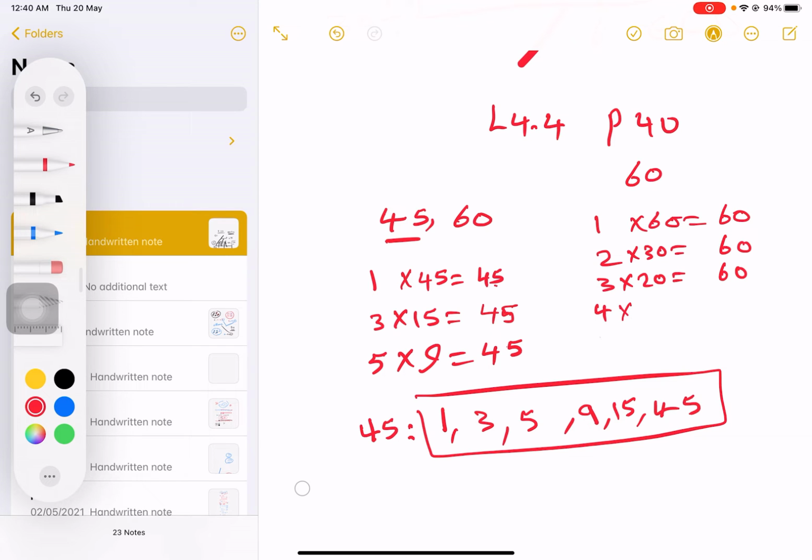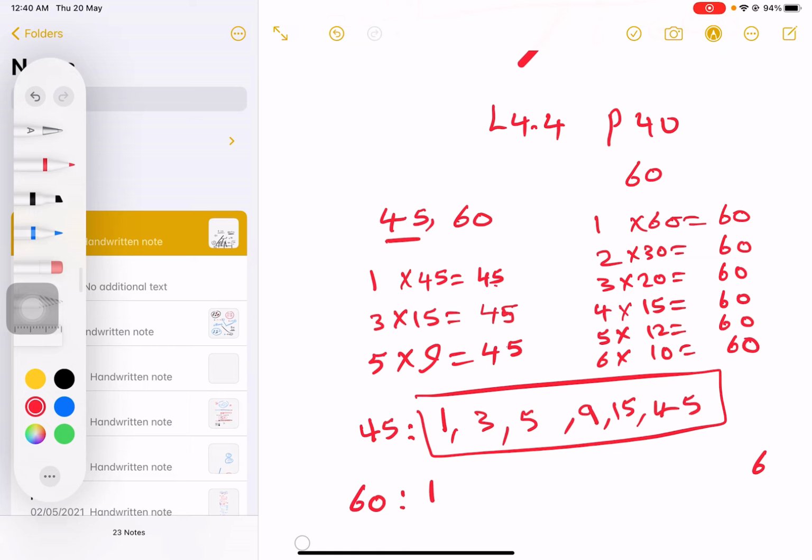4 with 15 will give you 60. Now 5 with 12 will give you 60. Or 6 by 10 will give you 60. All of these are the divisors of 60. I will write 60 here the same way.